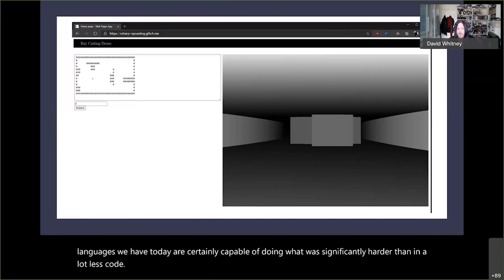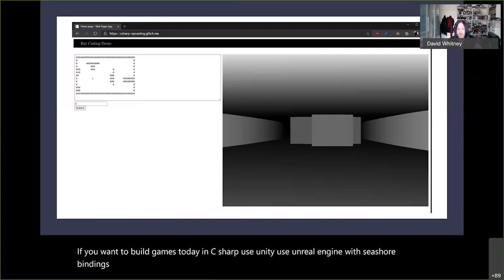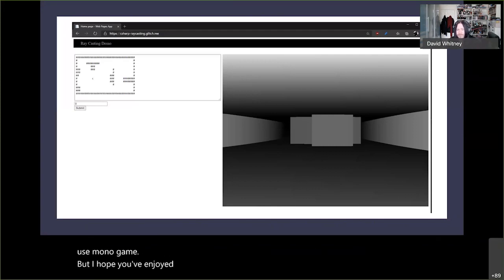If you want to build games today in C#, use Unity, use Unreal Engine with C# bindings, use Monogame. But I hope you've enjoyed coming on this journey with me, just how old games hung together.